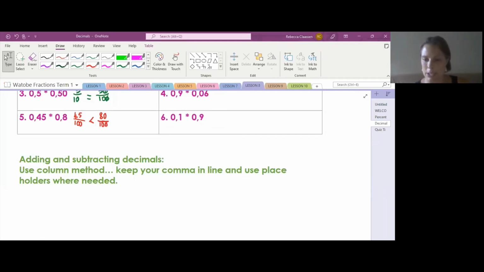I think that's going to be in the quiz today, if I remember correctly, but it was a long time ago that I wrote the quiz. So when we're adding and subtracting, keep your numbers all in line in the column, and then you just keep your decimal comma in line as well.